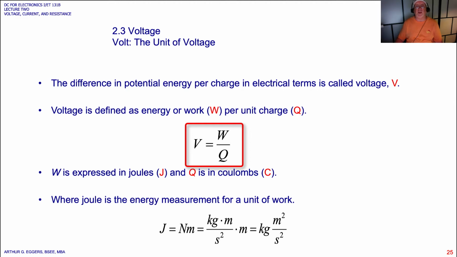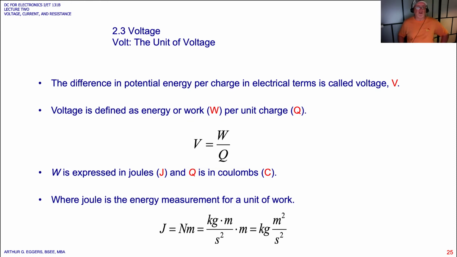Okay, so if we look at the very basic definition, we've got work or energy in the numerator and a per unit of charge of Q in the denominator. So this is a mathematical relationship that gives you the basic fundamentals or constructs of voltage. Work then is expressed in joules. Charge, or Q, is measured in coulombs.